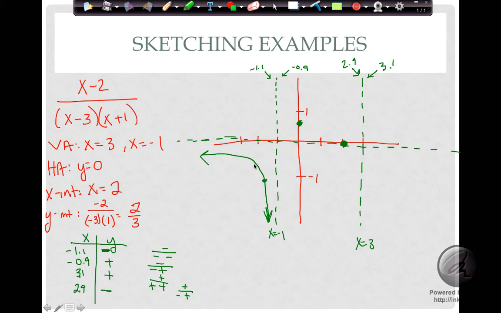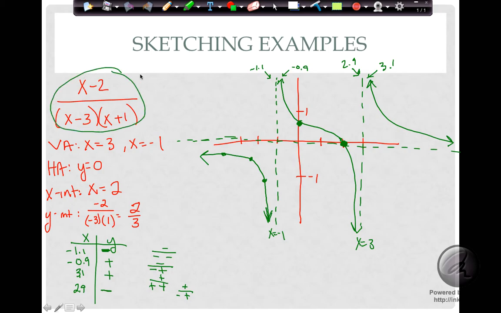And you can test dots. If you want to put more dots in there, you can go ahead. Notice on the -0.9, which is on this side, it's up here. So it actually is a positive value. It's going to come down. And then at 2.9, it's negative, which means this is going to come through here and do this. And the 3.1 is positive, so it's going to follow this particular pattern up here. This would be the graph of this function.